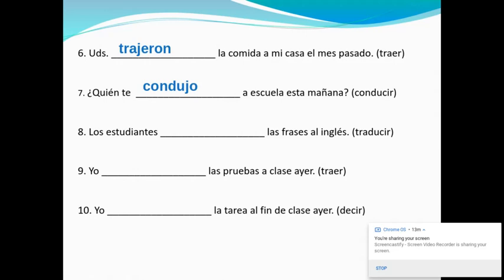Los estudiantes tradujeron las frases al inglés. The students translated the sentences to English. Completed action. Yo traje las pruebas a clase ayer. I brought the quizzes to class yesterday. We know when it happened. Completed action. Yo dije la tarea al fin de clase ayer. I said the homework at the end of class yesterday. So again, we know when this happened.